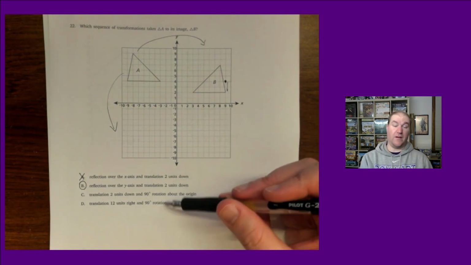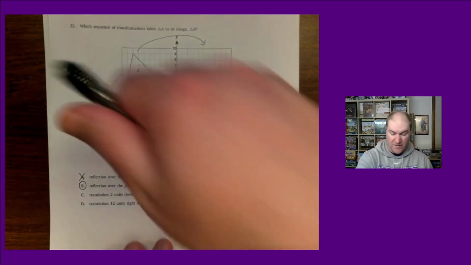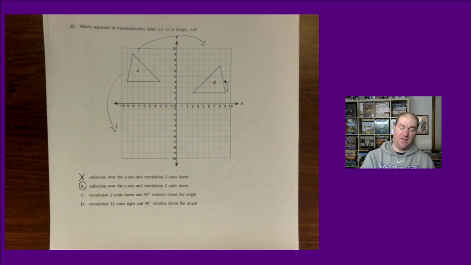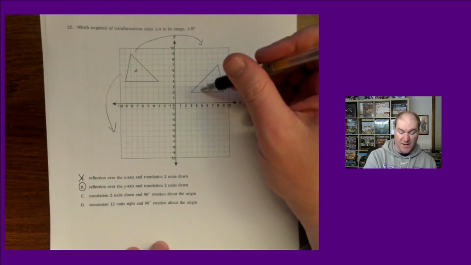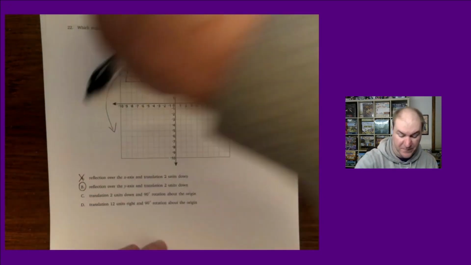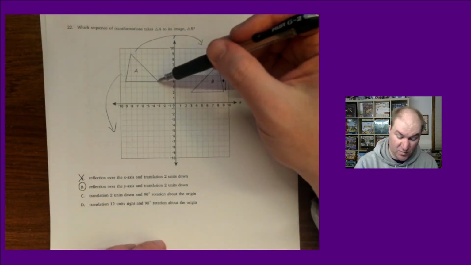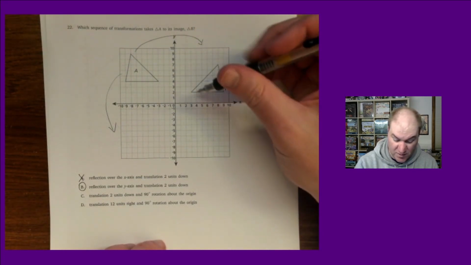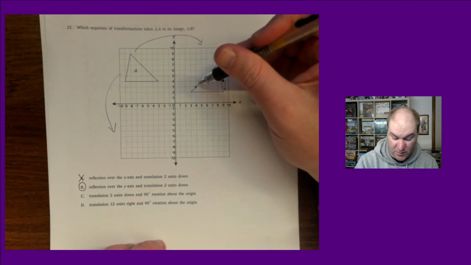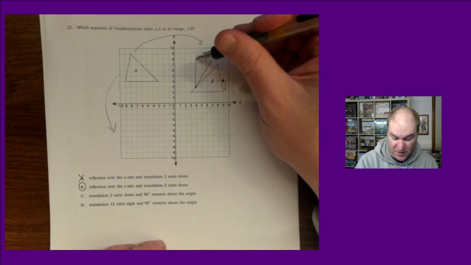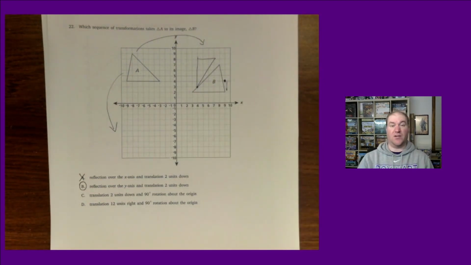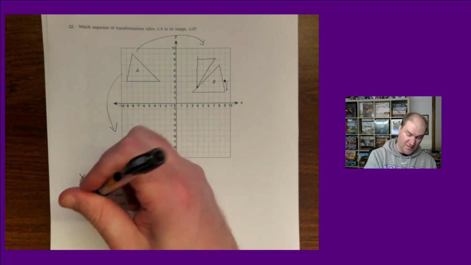Oh, these two both have rotation involved. If this were to rotate 90 degrees, then this point would be on the bottom. It would be a triangle where this point is 3, 4. It would be right there, and it would kind of look like that, right? It's a bad drawing, but you see what I mean, that it would rotate it to point down. So it's not choice C or D.